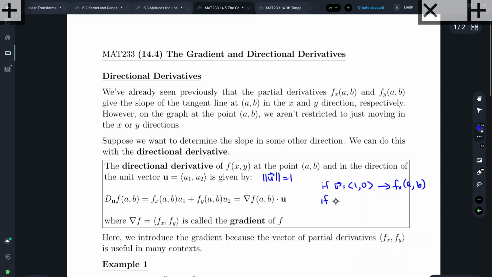And if the unit vector is the vector 0, 1, then you get exactly the partial with respect to y. So the directional derivative is a sort of generalization of just the partial with respect to x or the partial with respect to y, so that the slope can point in any direction. Okay, so with that in mind, let's use this formula to calculate an example.